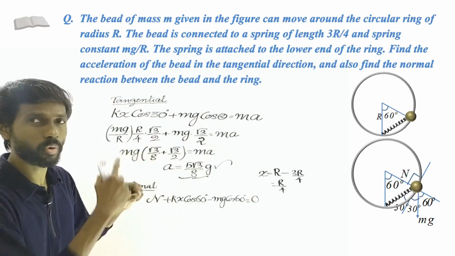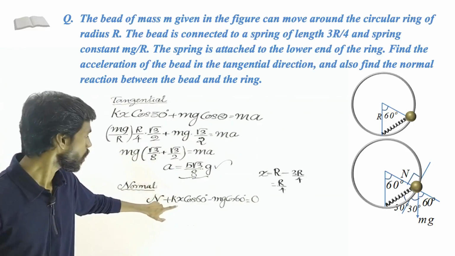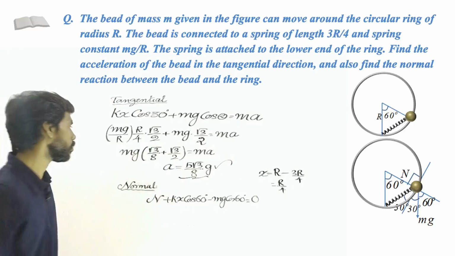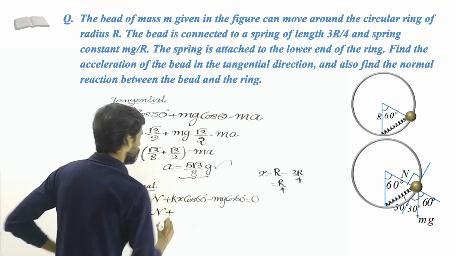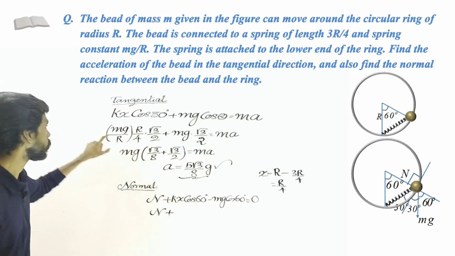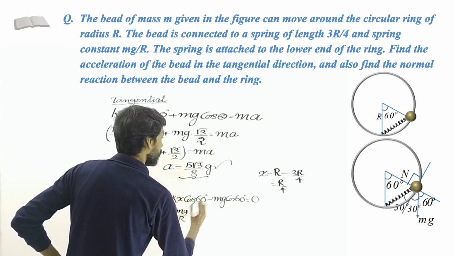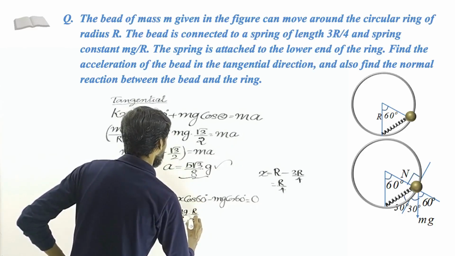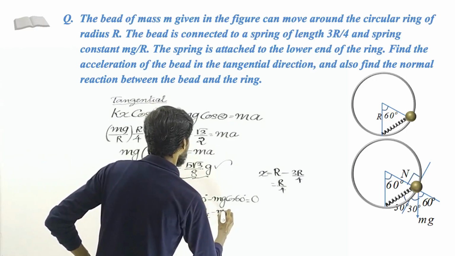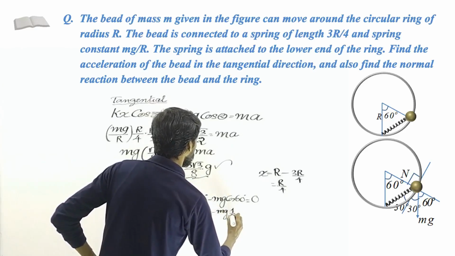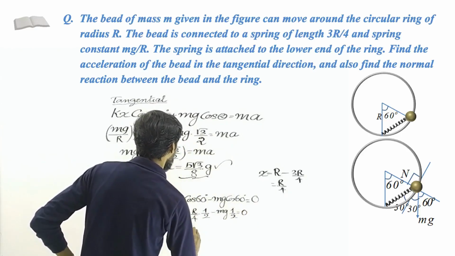Because there is no normal acceleration or normal displacement, since the bead is moving along the circumference. So this will give you the n value. So n plus kx, again you substitute the same values. What is the value of k? mg by r, and x is r by 4, and cos 60 is 1 by 2, minus again mg cos 60, which is 1 by 2, equals 0. So this will give you our required normal reaction.